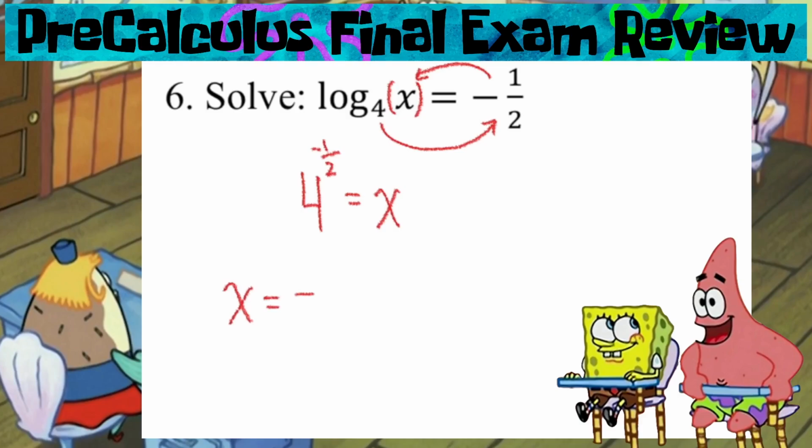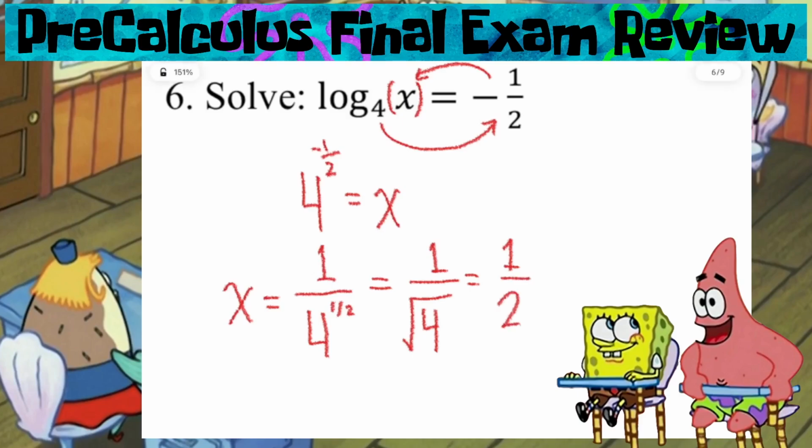X equals, so a negative exponent implies I can move it from numerator to denominator or vice versa. So this is really 1 over 4 to the 1/2 power. From there, 1/2 power is the same as a square root. If you don't know that, you need to know that, okay? That's non-negotiable if you're in pre-calc. And then the square root of 4 is equal to 2. So the final answer is that x equals 1/2. And that is it, finito.